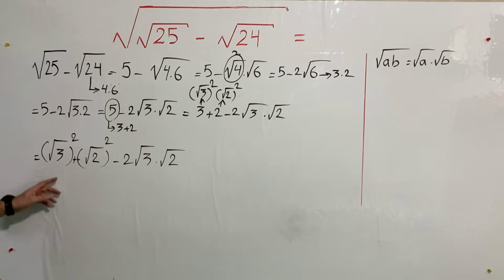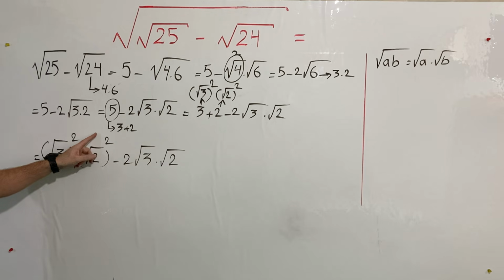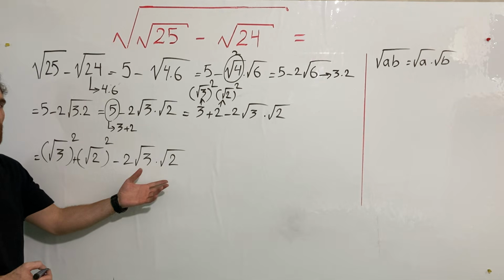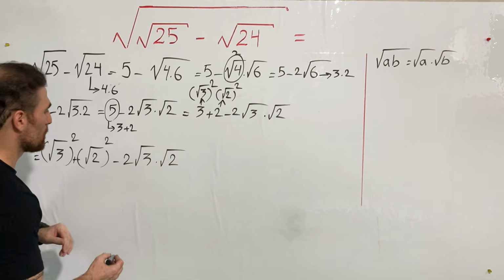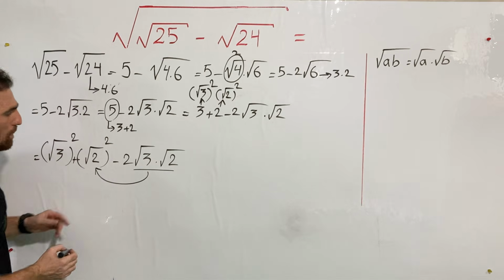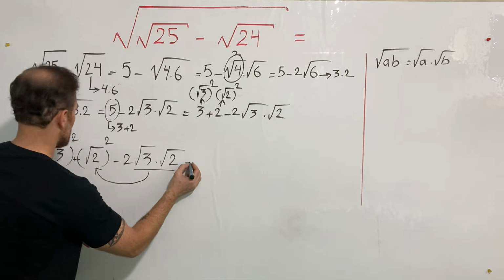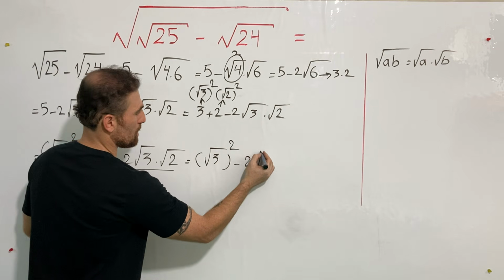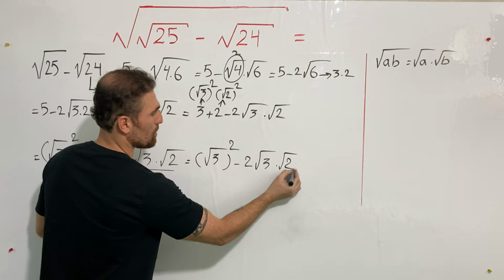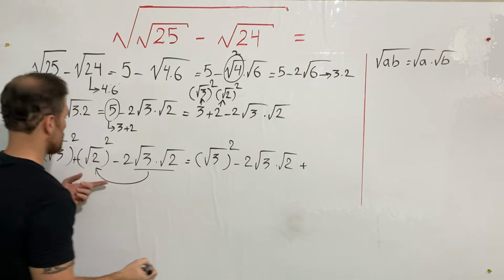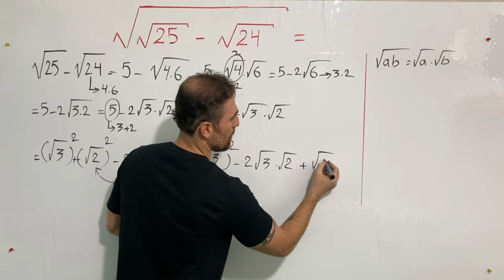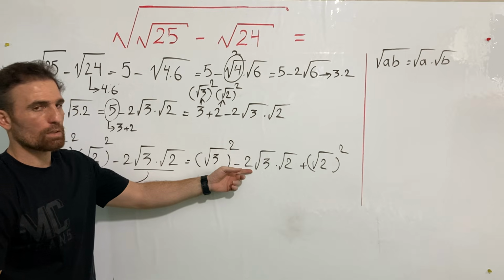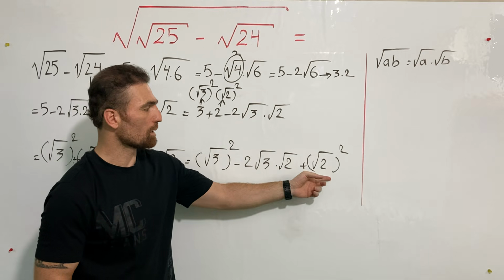Now, what do we have here? First term squared, second term squared, minus twice the product of the first term and second. Now, can you remember what the solution is? Let me help you. First, I'm going to replace this term and this term, so it's going to be square root of 3 squared minus 2 times square root of 3 times square root of 2 plus square root of 2 squared. Look at this carefully: first term squared, minus twice the product of the first term and second term, plus second term squared.